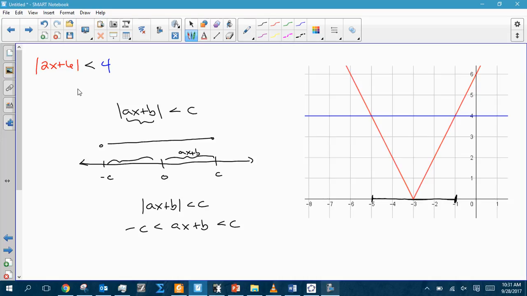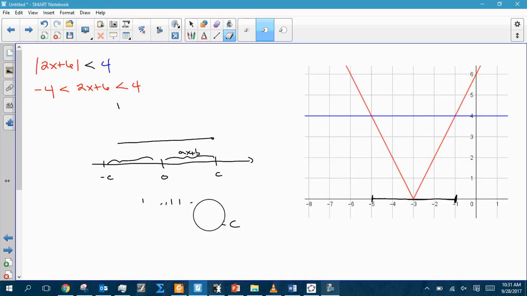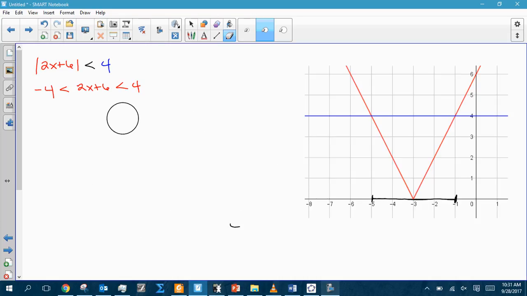So for our particular problem, we would rewrite this as -4, the opposite of that, less than 2x plus 6, less than +4. We're going to go through and solve that. We talked about in class that if you just had one part, you would subtract 6 first. So if we have them both at the same time, let's just solve both inequalities at the same time. We'll subtract 6 from all three parts.